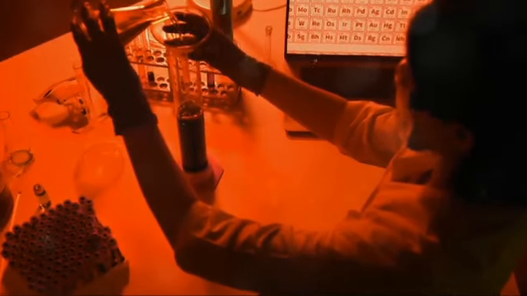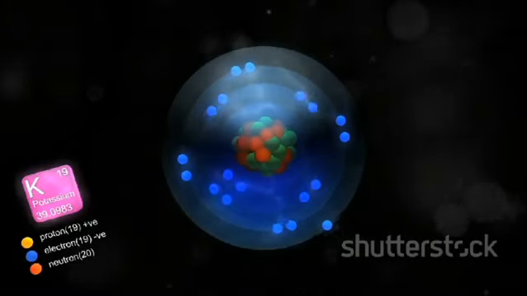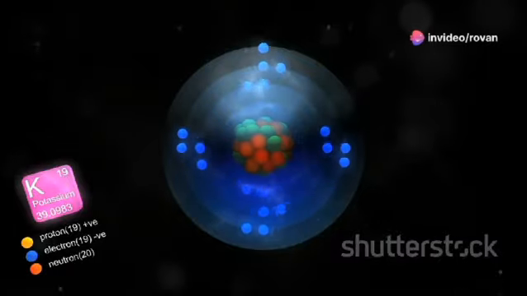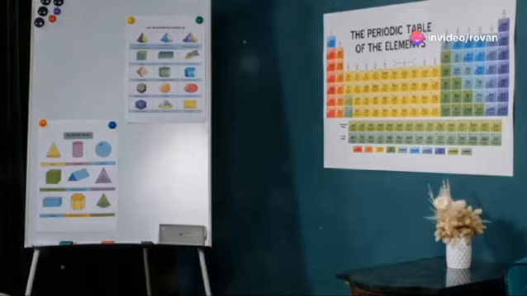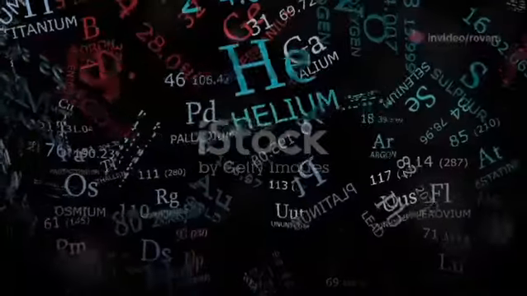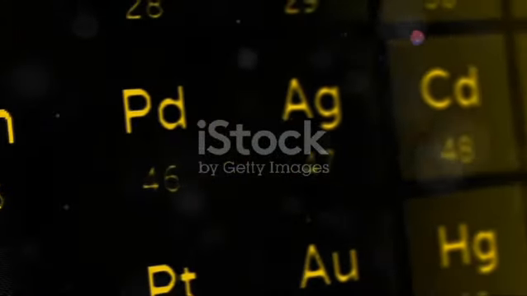Fast forward a few decades, and along came Henry Moseley, a sharp physicist who decided to dig a little deeper. He discovered that each element has a unique atomic number, which represents the number of protons in its nucleus. This was a game changer. Moseley rearranged the periodic table based on atomic number instead of atomic weight, and boom! Some discrepancies that existed in Mendeleev's table vanished. This arrangement, my friends, is the basis of the periodic table we use today.